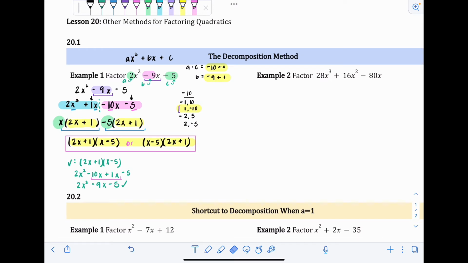Factor 28x cubed plus 16x squared minus 80x. So I forgot to say it on example 1 because there was no GCF that we could factor out, but you do always want to check for that first. So if we look at the coefficients, 28, 16, and 80, those are all divisible by 8. Wait, hold on, no, 28 is not divisible by 8, excuse me. They're all divisible by 4 at least, so we can factor out a 4.